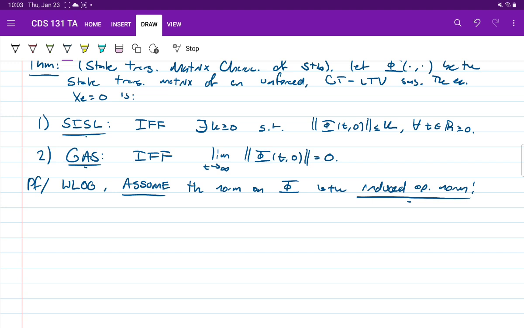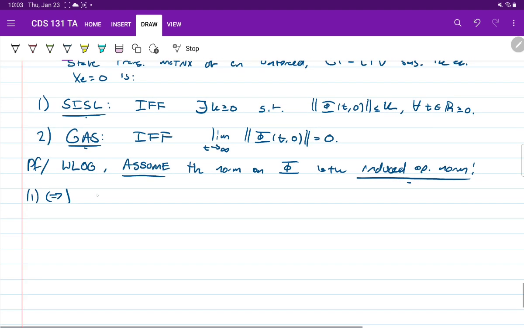So due to norm equivalence, it actually doesn't matter which norm we pick, because all we're interested in is some boundedness and convergence properties. Okay? All right, fantastic. So with that said, let's start by proving the forward direction of 1.